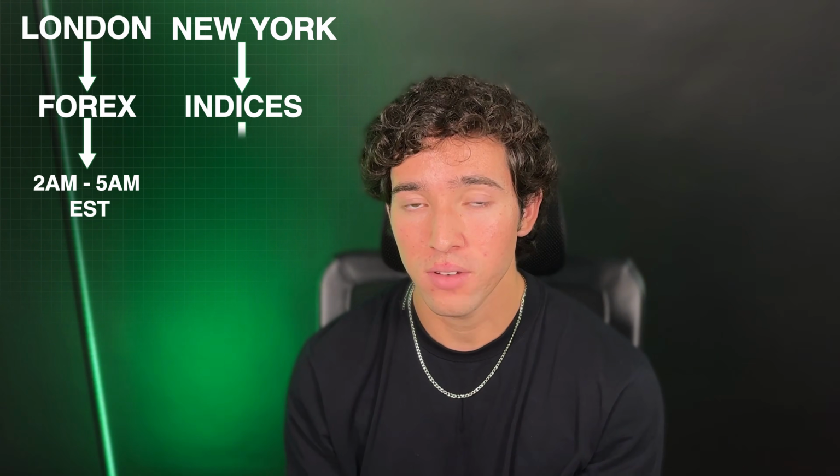We need to have a kill zone aligned with our unicorn. You can use the London session. You can use the New York session. If you're going to be trading Forex pairs, I recommend trading the London session, 2 a.m. to 5 a.m. Eastern Standard Time. And if you're going to be trading indices, focus on the New York AM session, 8 a.m. to 12 p.m.